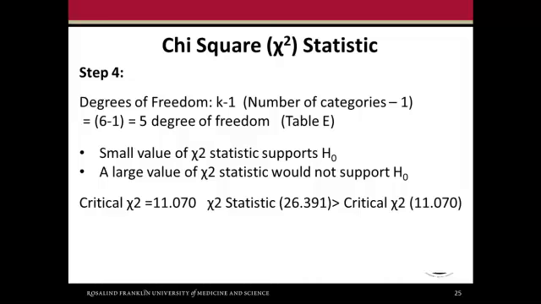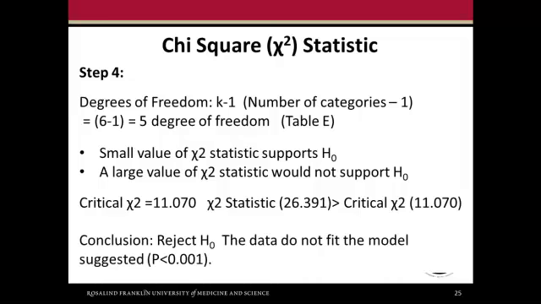This is greater than our critical value, therefore we reject our null hypothesis, and our data do not fit the model that was suggested. Our p-value associated with this, when you look at the table, is less than 0.001. So the data are not fitting the model.